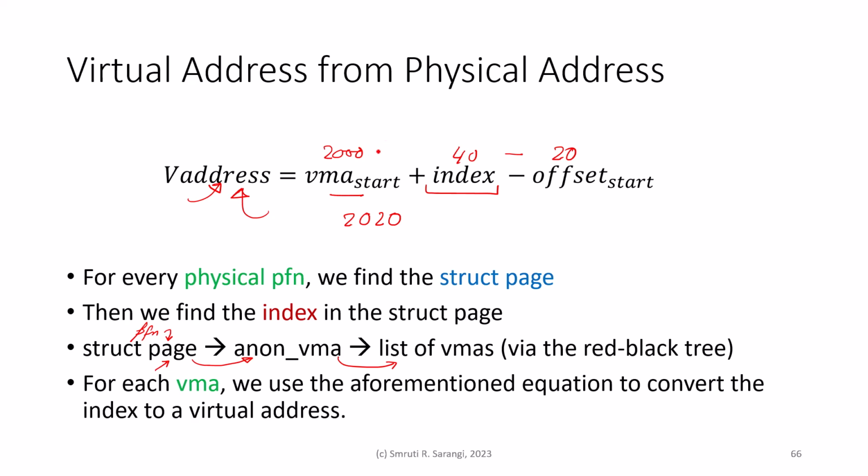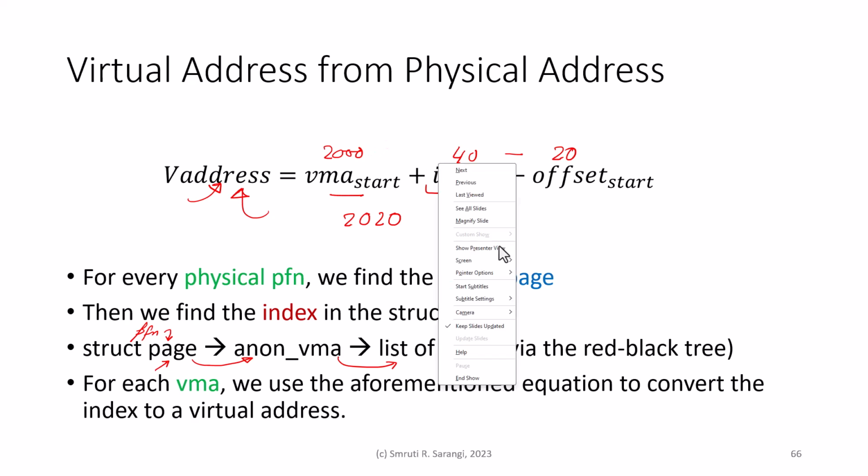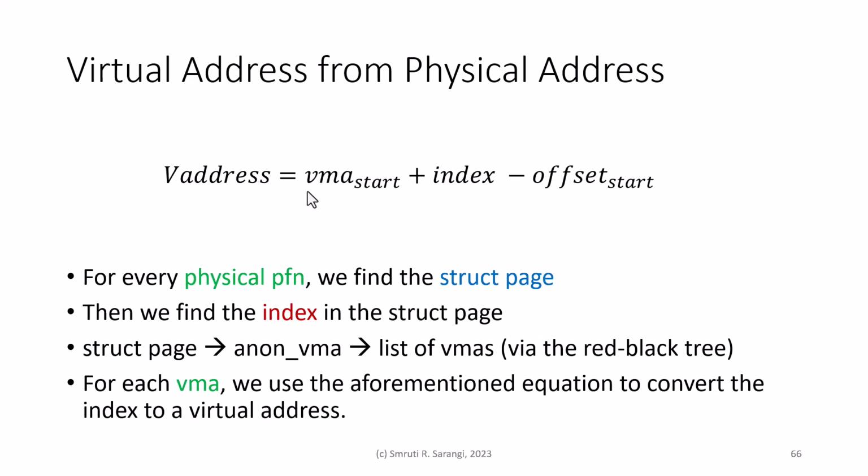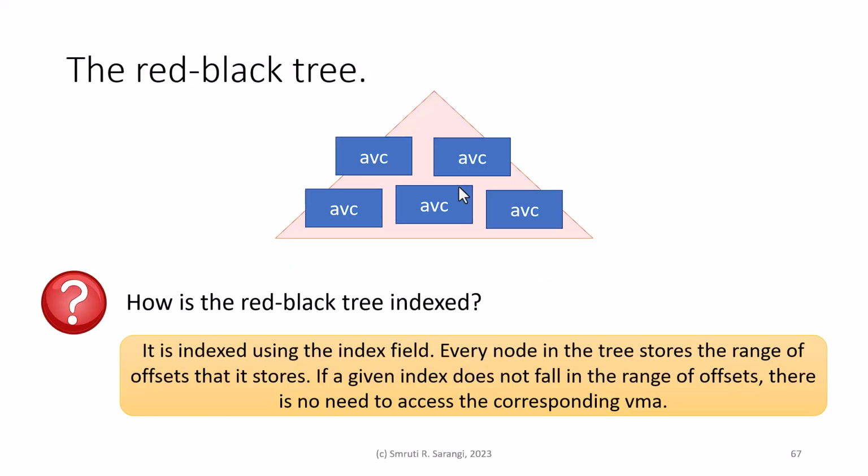And all that we do over here is that if we need to find the virtual address of the page, then we see where this VMA starts, what is the index that is stored in struct page, and which offset this starting address corresponds to. So we subtract that and simple mathematics leads us to the answer.